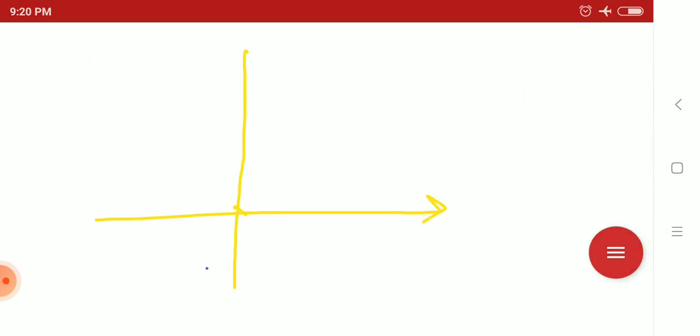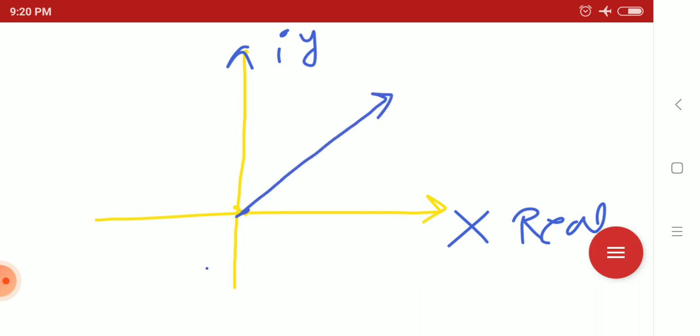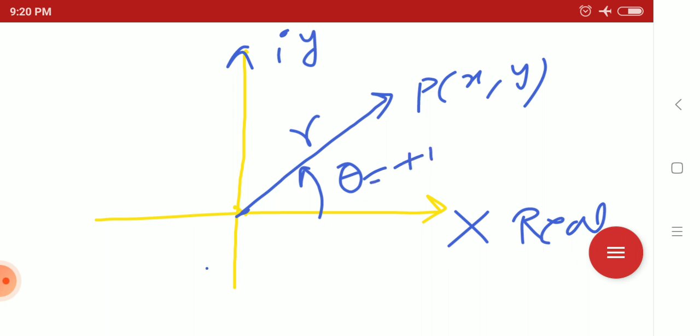Sorry. Here it is x, the real axis. Here it is iota y, the imaginary axis. Here you are drawing a complex number r, with point P at x comma y, and here it is the Argand plane, with angle theta taken as anti-clockwise positive. So anti-clockwise means theta has been taken positive.